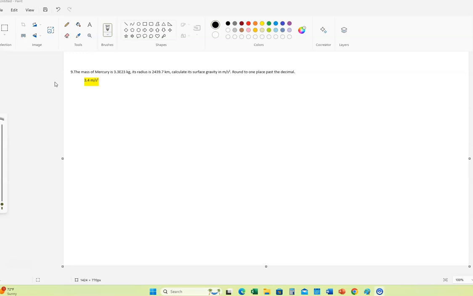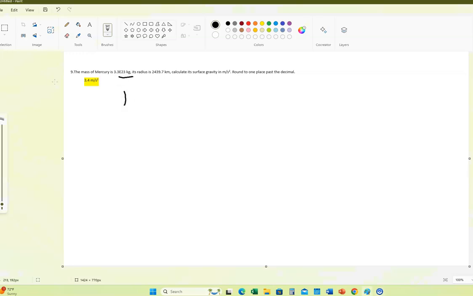So the surface, of course, we're talking about the distance from the center of the planet to the surface. That's of course going to be the radius of the planet. They give us the radius. They give us the mass. That's really all you need. All right. The mass has to be in kilograms, and it already is. So that's fine. The radius, however, has to be in meters.